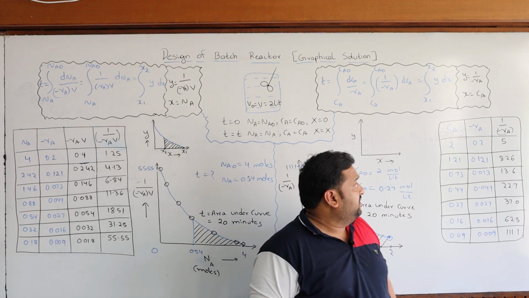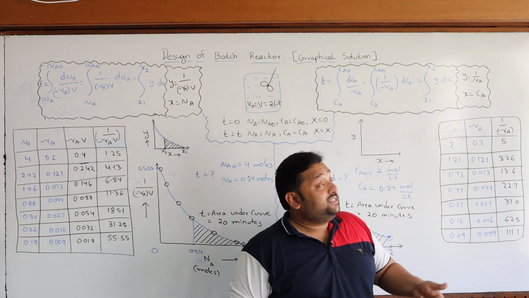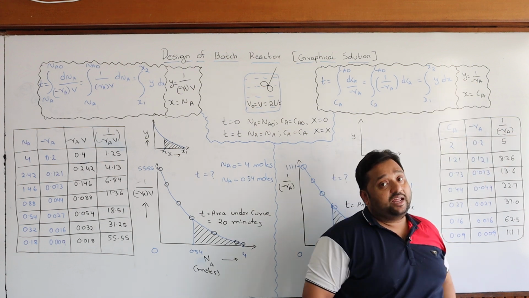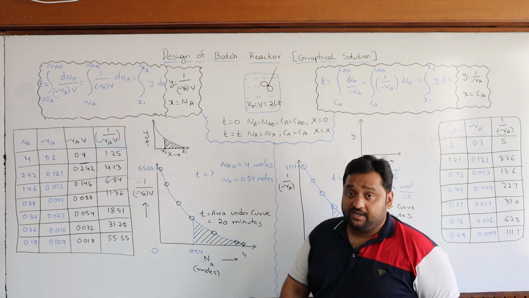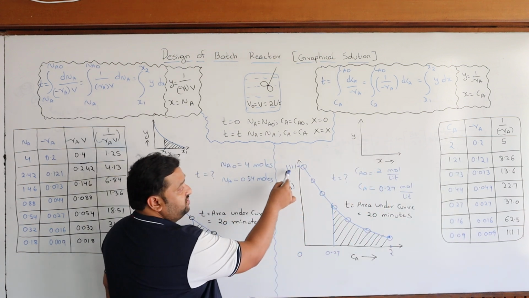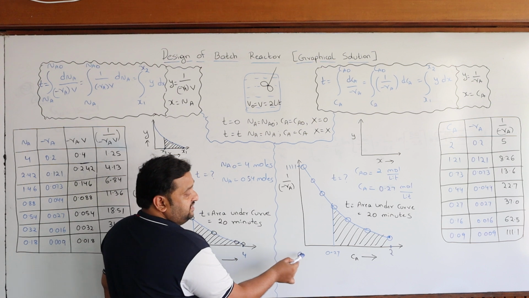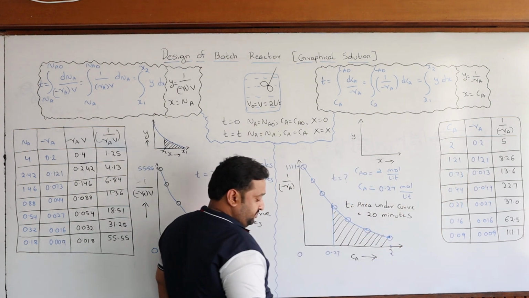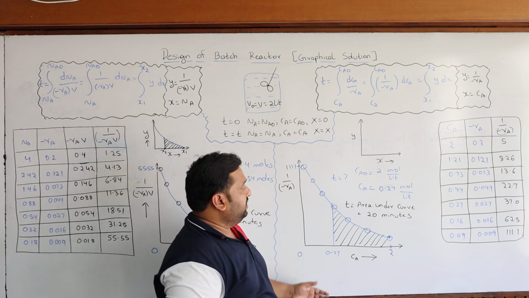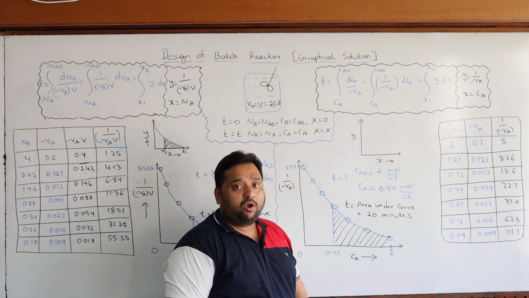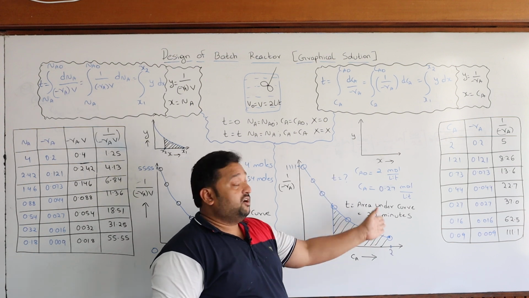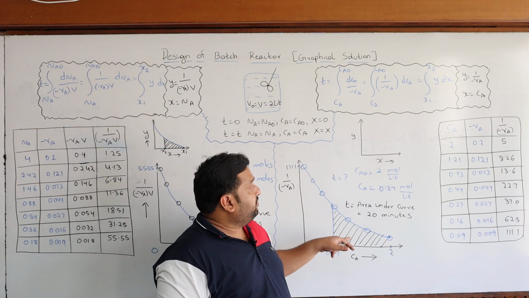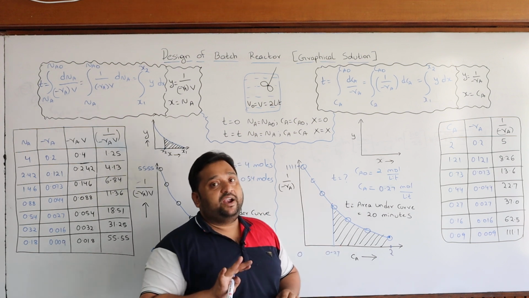But what I need on the y axis is 1 by minus Ra. If I know Ra, I know 1 by minus Ra. Now I have plotted 1 by minus Ra on the y axis and concentration on the x axis, because I have both the data with me. Now you have got the plot, so fit a curve, draw a curve connecting all the data points. Now you have to find a time.